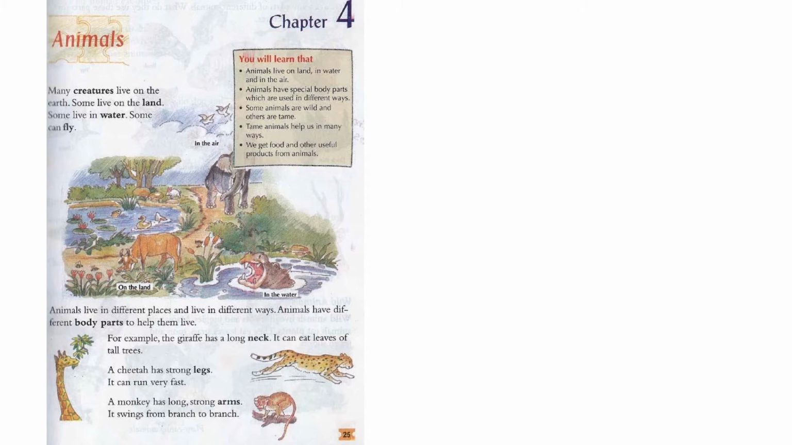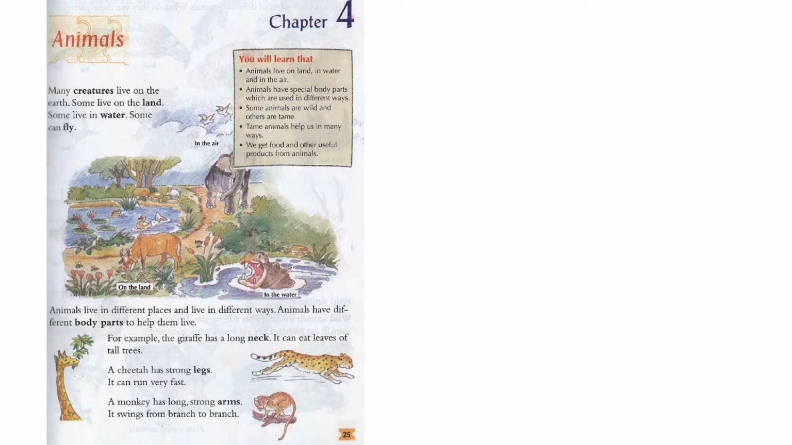Many creatures live on the earth, some live on the land, some live in water, and some can fly. If you look into the picture, you can see that the cow, the elephant, some plants are on the land. That means these creatures live on the land. You can see the duck, the fish, and the rhinoceros in the water. So these kinds of creatures live in the water. And you can see the birds are flying in the sky. That means they can live in the air.